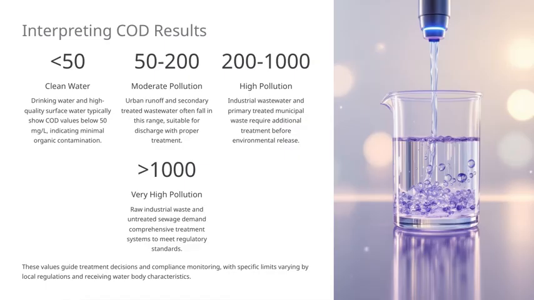When we look at interpreting COD results, it's important to understand what the different ranges tell us about water quality. So, values less than 50 milligrams per liter generally indicate clean water, like drinking water or high-quality surface water. These show minimal organic contamination, which is what we want to see.